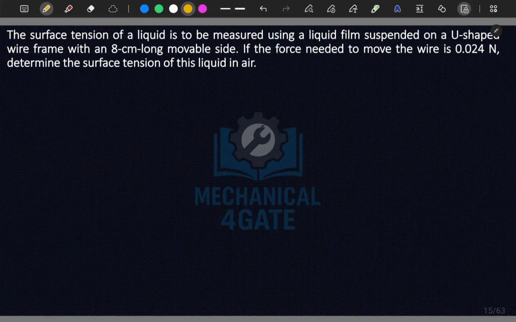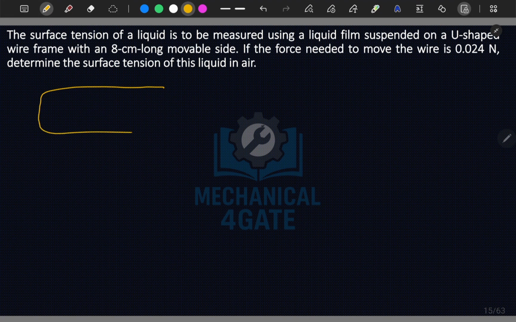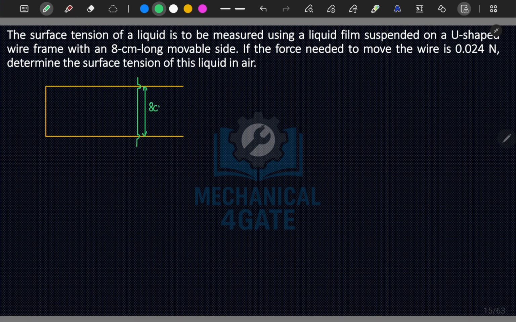The surface tension of a liquid is to be measured using a liquid film suspended on a U-shaped wire frame with an 8 centimeter long movable wire. So the wire shape is something like this, U-shaped, and it has a movable wire 8 centimeter long. From here to here is 8 centimeter. Let's say this is capital B.